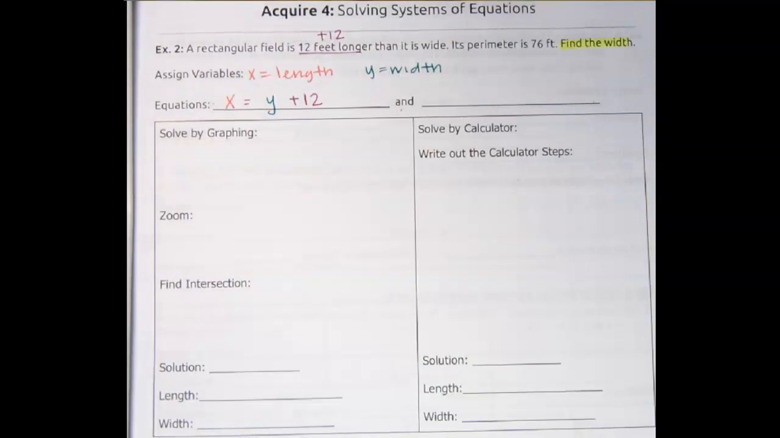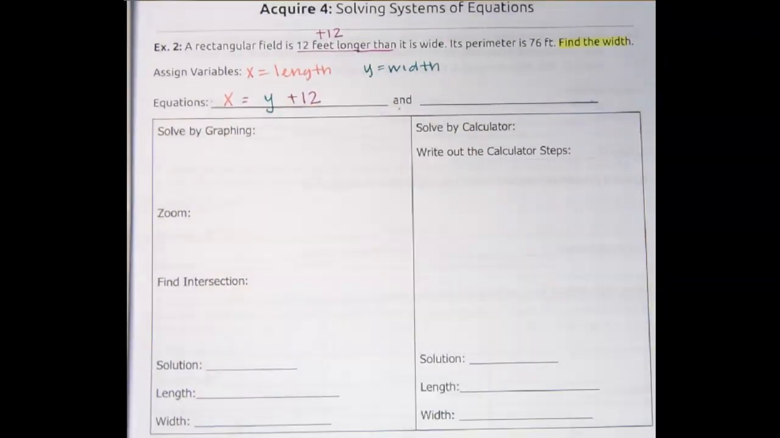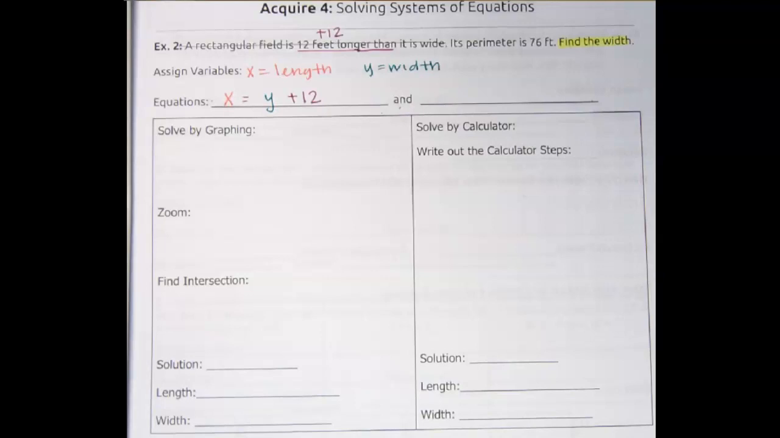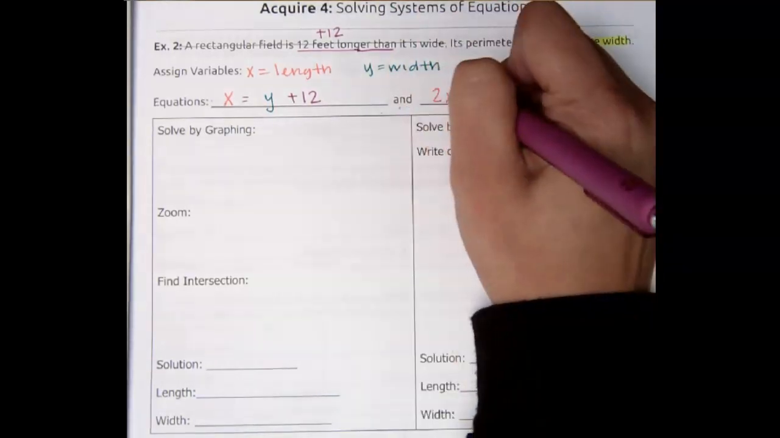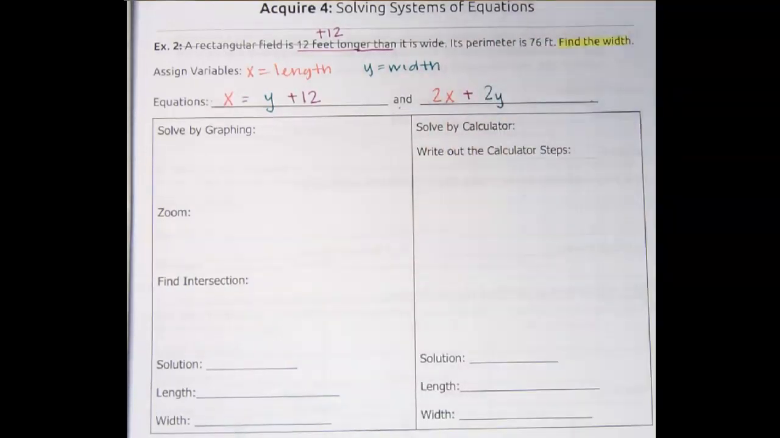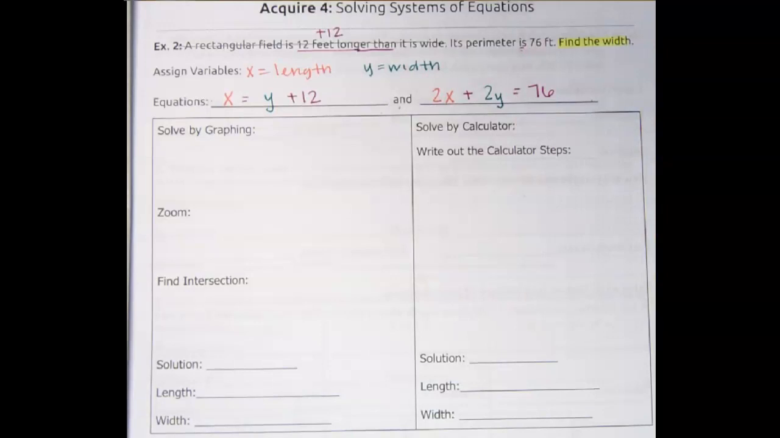So that 12 feet longer than is what we call a switch phrase. It means I'm going to add 12, but I'm going to do that at the very end of my equation. So this whole sentence is gone. I have already written it. Its perimeter is 76 feet. Well, you probably worked on the formula for the perimeter last time. The perimeter of a rectangle or any shape is found by adding all the sides. In a rectangle, I have two lengths, which means 2x, and I add it to the two widths, and they tell me that the perimeter is 76, right? Remember, is means equals. So those are my two equations.